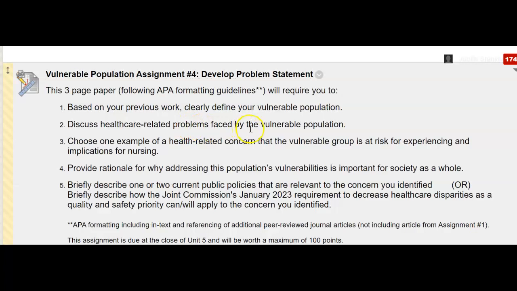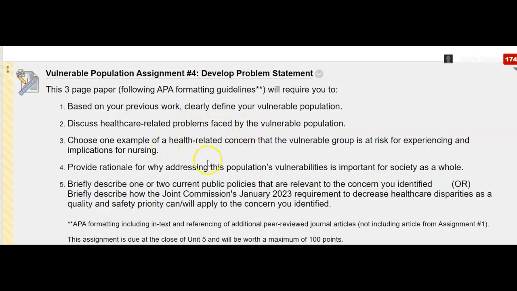Healthcare problems faced by your population. One example of a concern that your group is at risk for experiencing and the implications for nursing. Why it's important to address this. Now this one I've changed. You're given another option. It's either describe 1 or 2 current public policies that are relevant to the concern you identified, which is right up here, or what I'd really like you to do is briefly describe how the Joint Commission's requirement to decrease healthcare disparities can or will apply to the concern you identified.